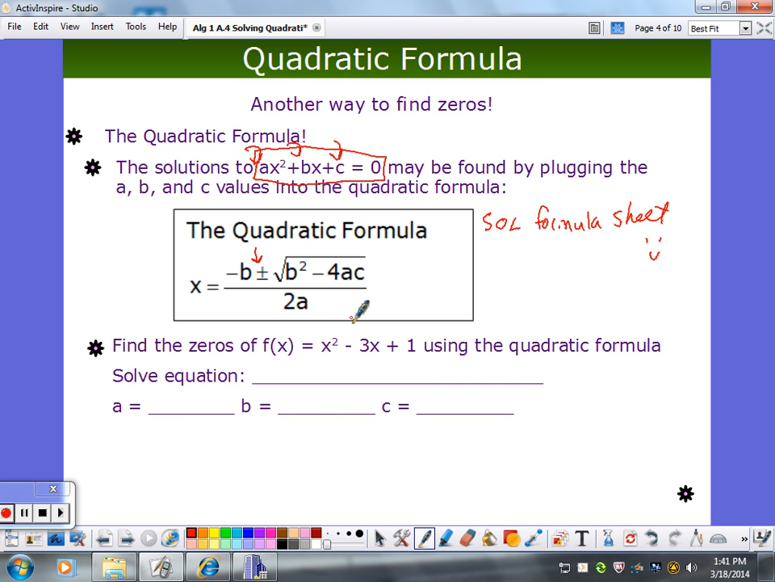Now, when I say find the zeros of f of x equals something, what's the equation we're really solving? We're solving x squared minus 3x plus 1 equals 0. We want to find out what x's will give us that. And we're going to use the quadratic formula. First thing, what's A? 1. What's B? Negative 3. And what's C? 1. So we're going to substitute into x equals negative b plus or minus square root of b squared minus 4ac, all over 2a.